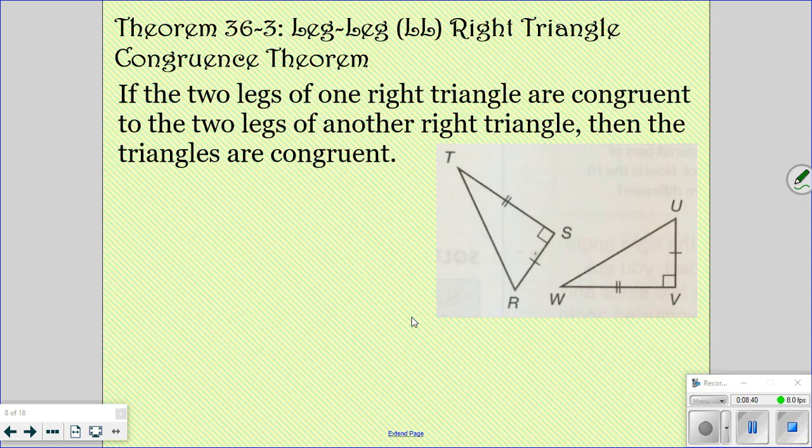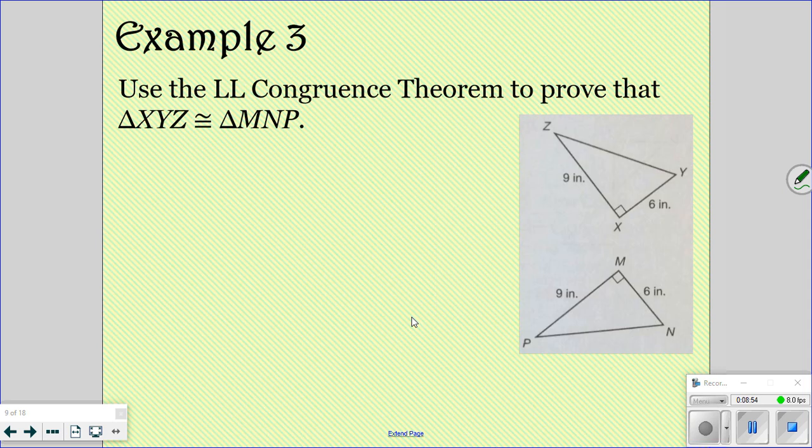Okay, there's another theorem, 36.3, the leg-leg right triangle congruence theorem. If the two legs of one right triangle are congruent to the two legs of another right triangle, then the triangles are congruent. So we want to use the LL congruence theorem to prove these are congruent.